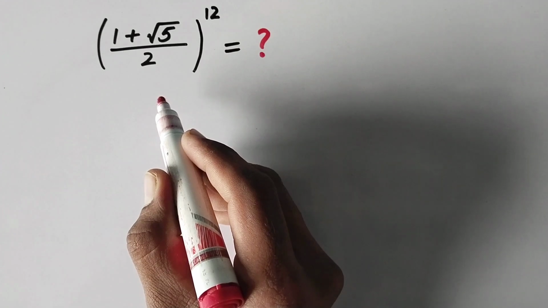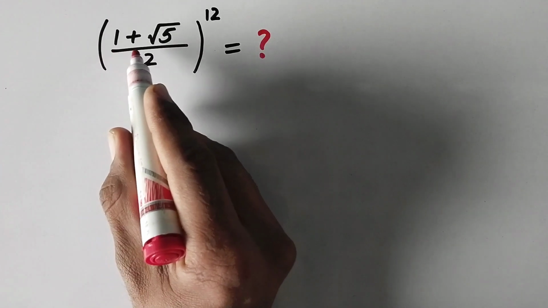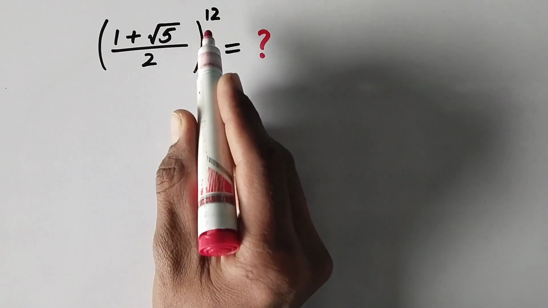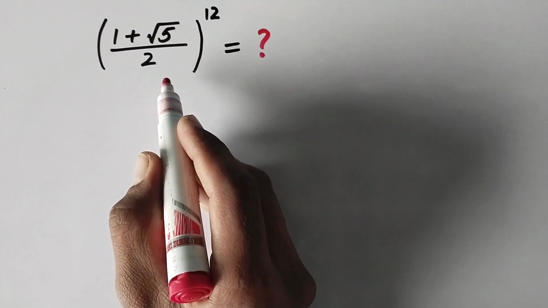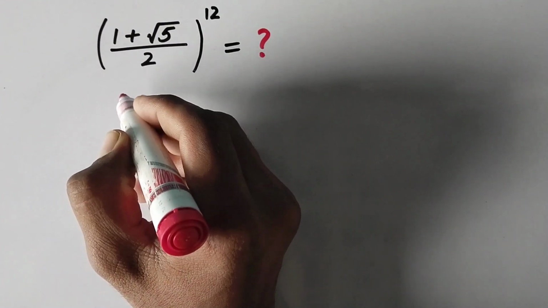Today the problem is how to calculate ((1 plus square root of 5) over 2) whole raised to power 12 without using a calculator. So here let us see its step-by-step solution.